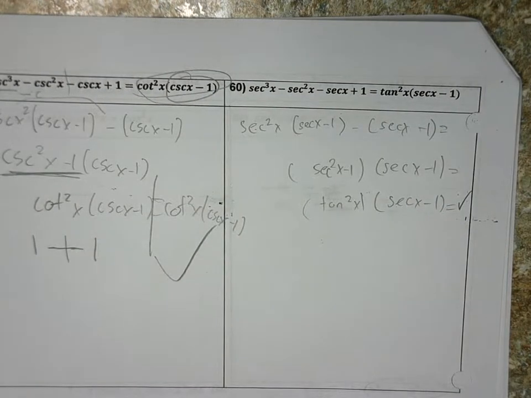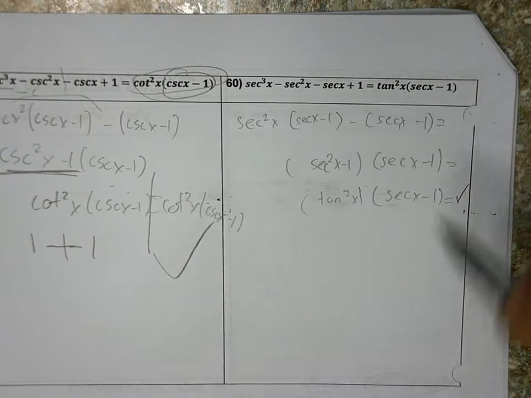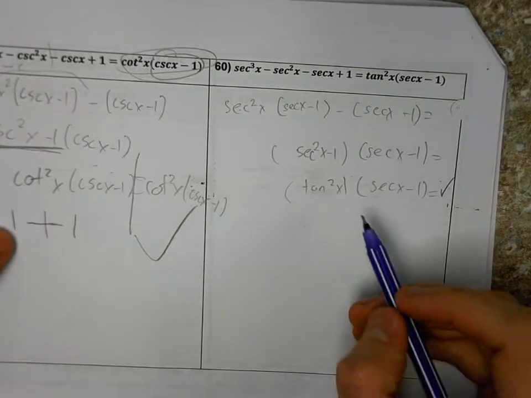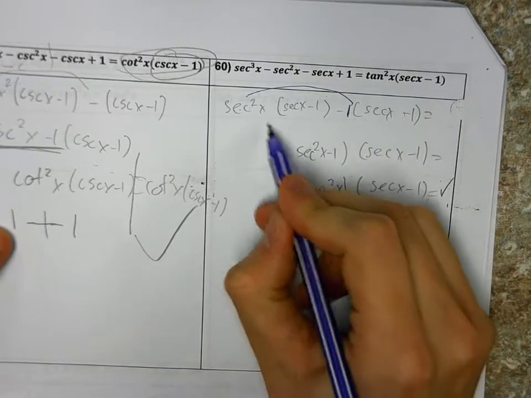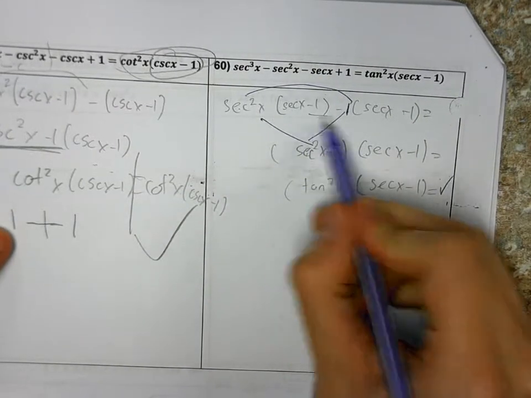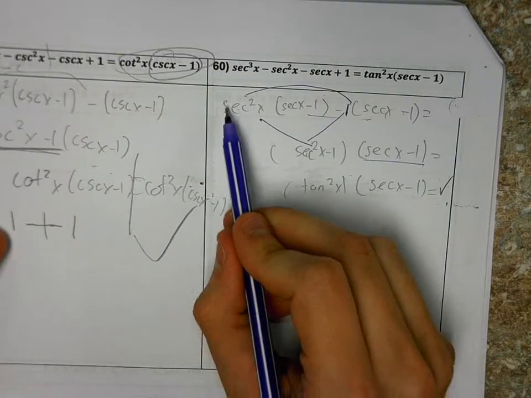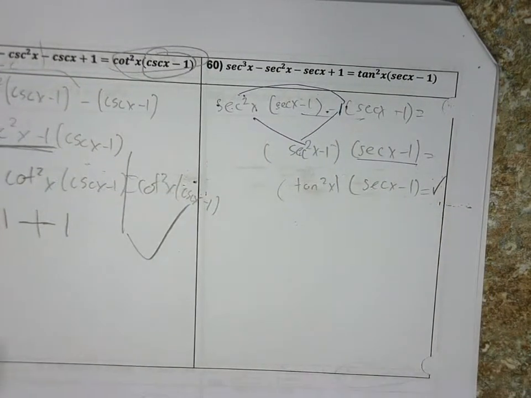Very nice. You got any questions for him? Ask away. How did you get from the first step to the second step? Mr. Smith taught us in the first 2 weeks of school that when you are doing grouping, these two things become your first parenthesis, and these two things become your second parenthesis. Remember? Secant squared x minus 1 goes here. Secant x minus 1 goes here.